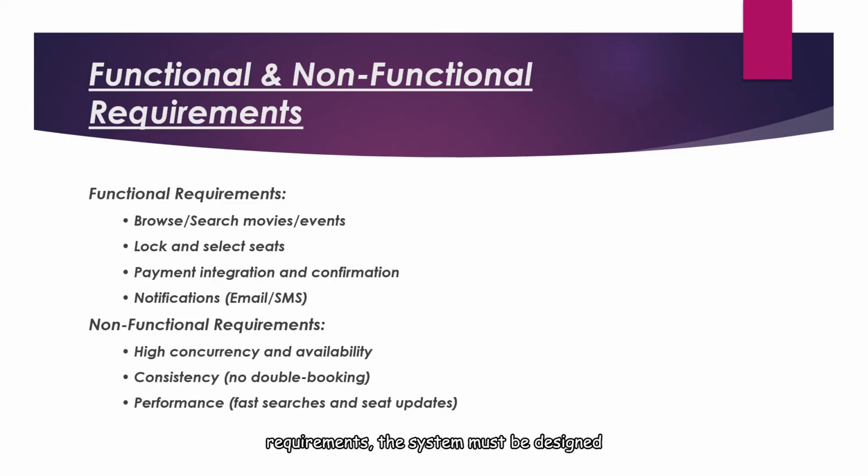For the non-functional requirements, the system must be designed to handle high concurrency. This means that it should be able to handle thousands of users making bookings at the same time without crashing. Consistency is vital to prevent issues like double bookings. We need to ensure that the system behaves reliably even when many users are interacting with it simultaneously. Performance is key. We want fast responses when searching for movies or selecting seats so users don't experience delays while interacting with the system. By addressing these requirements early on, we can build a solid foundation for our system's design.